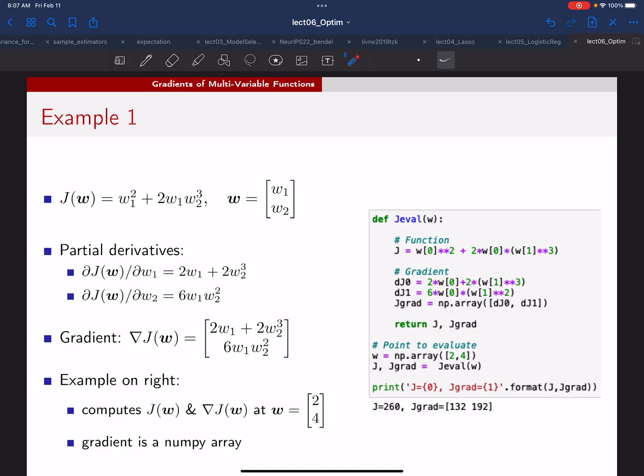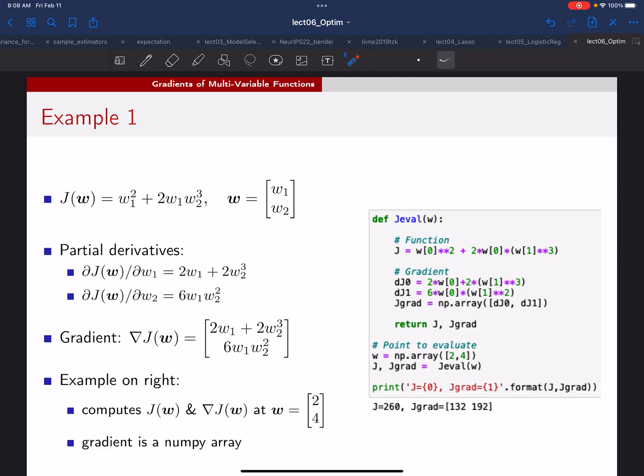So first we write the cost, where we compute the cost itself, and then we compute each term in the gradient, and then finally we stack those terms in the gradient into a NumPy array, and we return both the cost and the gradient here. Later, when we want to evaluate the gradient at some new point, we create a new point, and then we just call this function, and it returns for us both the cost and the gradient, and here we can plot them, or print them out.